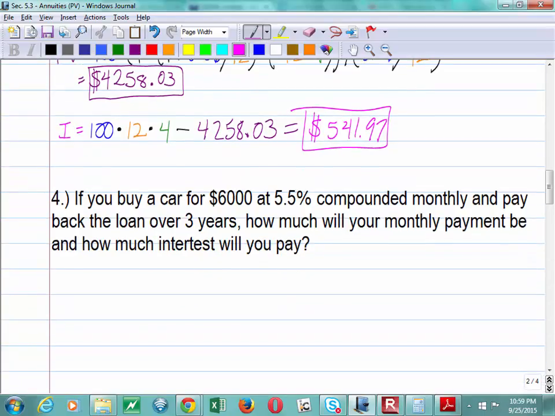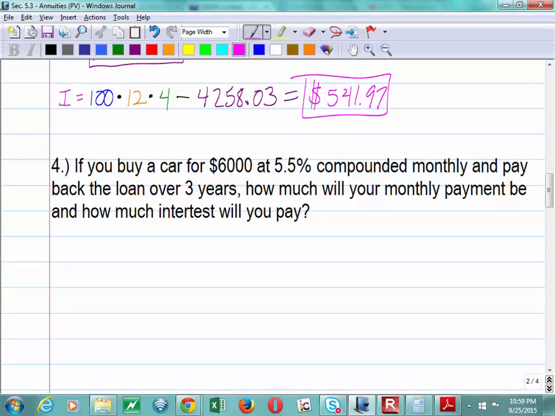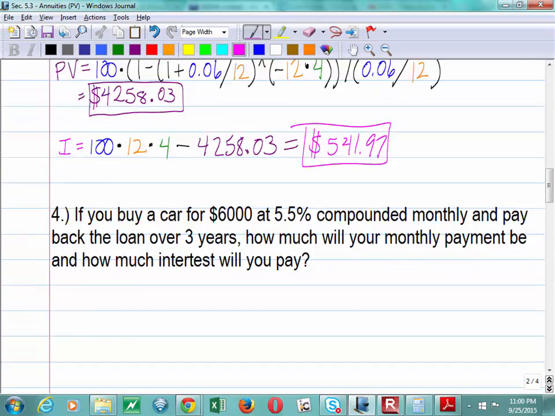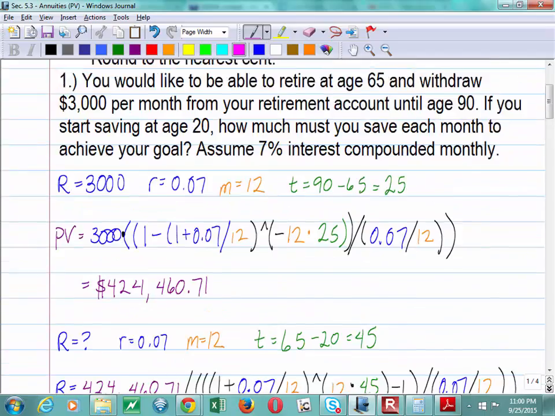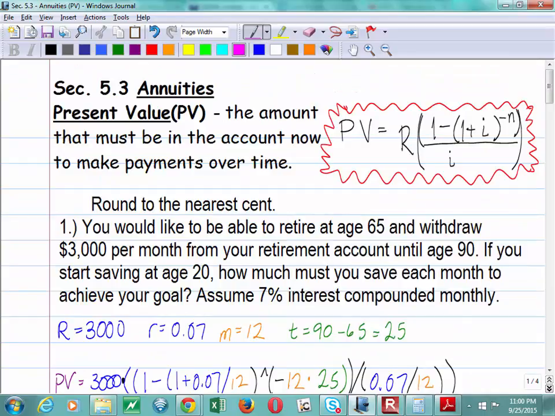All right. So if you buy a car for $6,000 at 5.5% compounded monthly and pay back the loan over 3 years, how much will your monthly payment be and how much interest will you pay? Alright, so we got to use the same formula, only we got to solve it for the capital R, the payment. So just like same thing we did with future value. So it's going to be present value, R equals present value divided by all of that stuff.